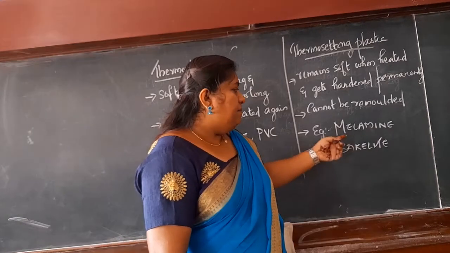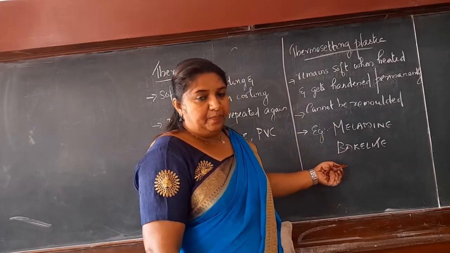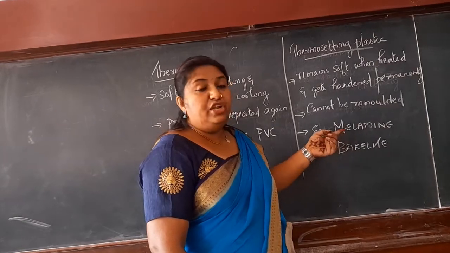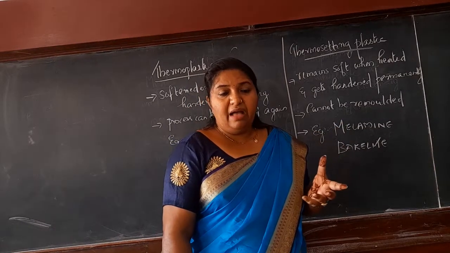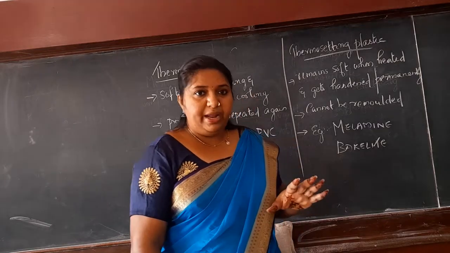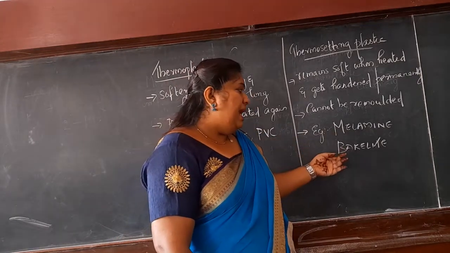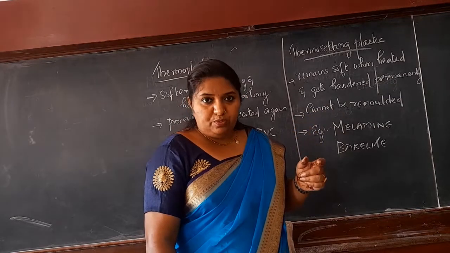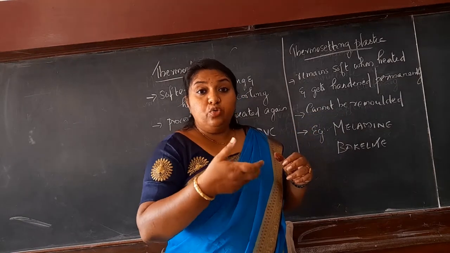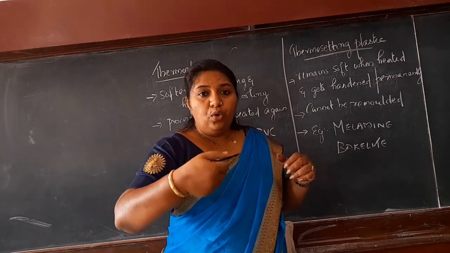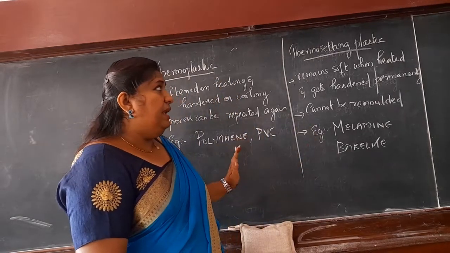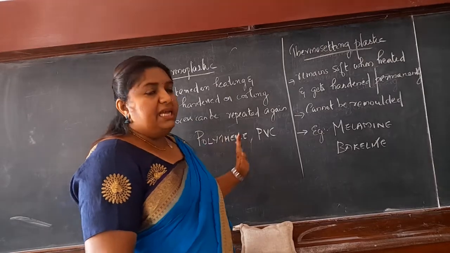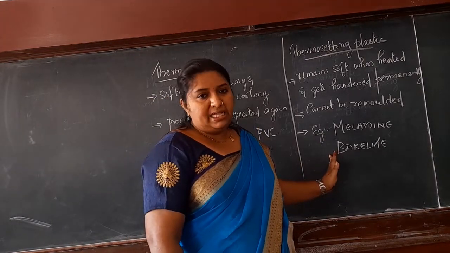Examples are melamine and bakelite. Melamine is used for making beautiful crockery items, plates and so on. You have seen plastic plates, which are made of melamine. Bakelite is used for making switchboards and the black handles of cooking pans. So this is the main difference between thermoplastic and thermosetting plastic.